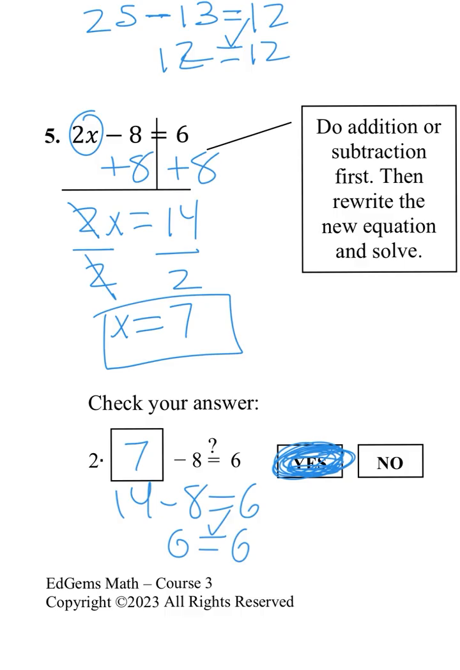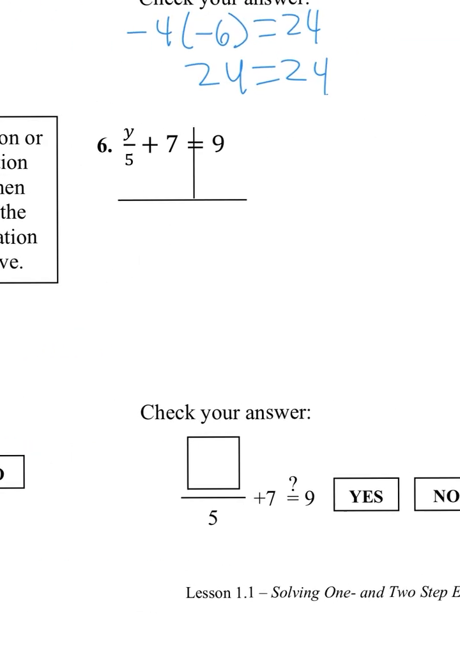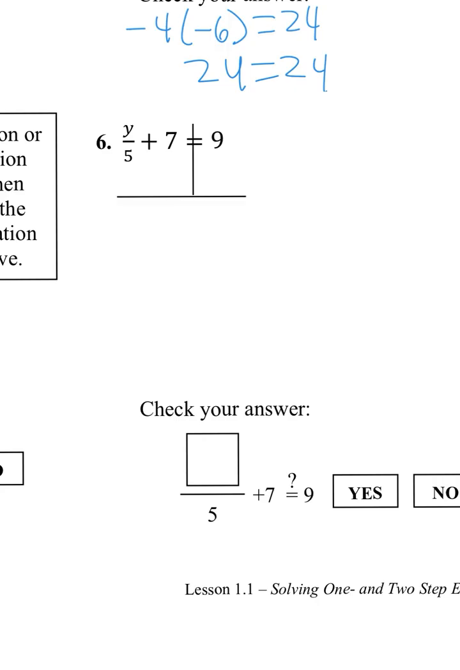Moving on to number 6. So number 6, okay, circle the variable and any number attached to it. Let's get rid of any addition or subtraction. Since I'm adding 7, we've got to get rid of that, so we subtract 7. And whatever I do to one side, I have to do to the other, because even Steven, fair and square, which leaves me with the new equation y divided by 5 is equal to 9 minus 7, which is 2.